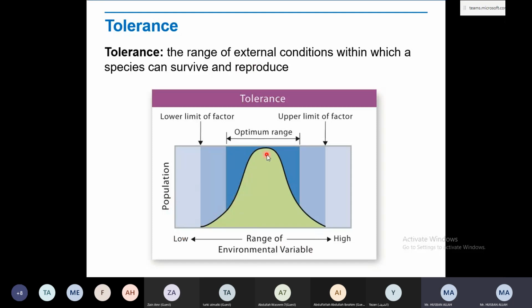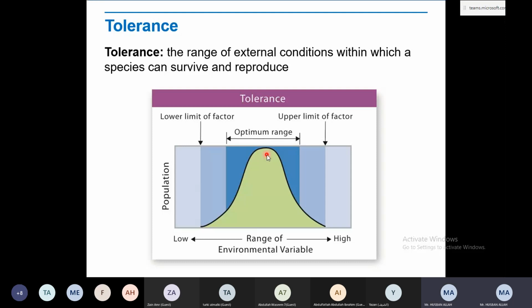So in the optimum range, the population will be more. When we come to the lower limit of the factors, when the external conditions come low down, it will reduce the population. And if it goes too high, it will also reduce the population. You can see in the diagram.